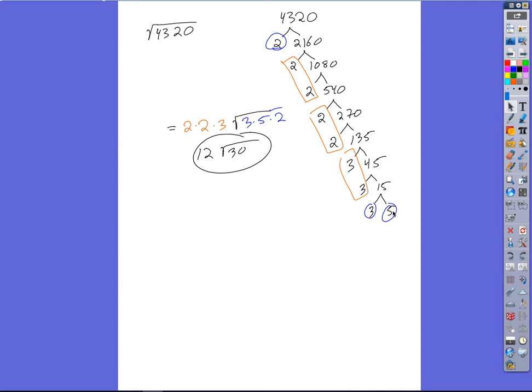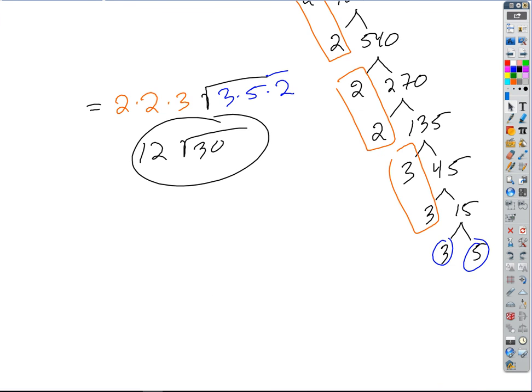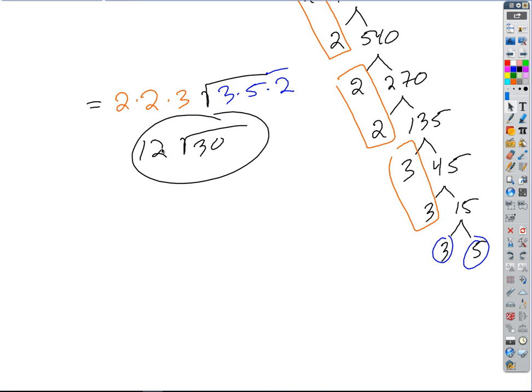Remember that whatever we have a couple of, so a set or a pair, we have a pair of 2s, then I get one factor of 2 outside the radical. Another couple of 2s, there's another 2 outside the radical, and then a couple of 3s gave us our third outside factor. The inside factors are just a combination of all the singles, right? The 2 and the 3 and the 5. And so if we simplify that, 2 times 2 times 3 is 12, and 3 times 5 times 2 is 30. And so the simplified radical is 12 radical 30.